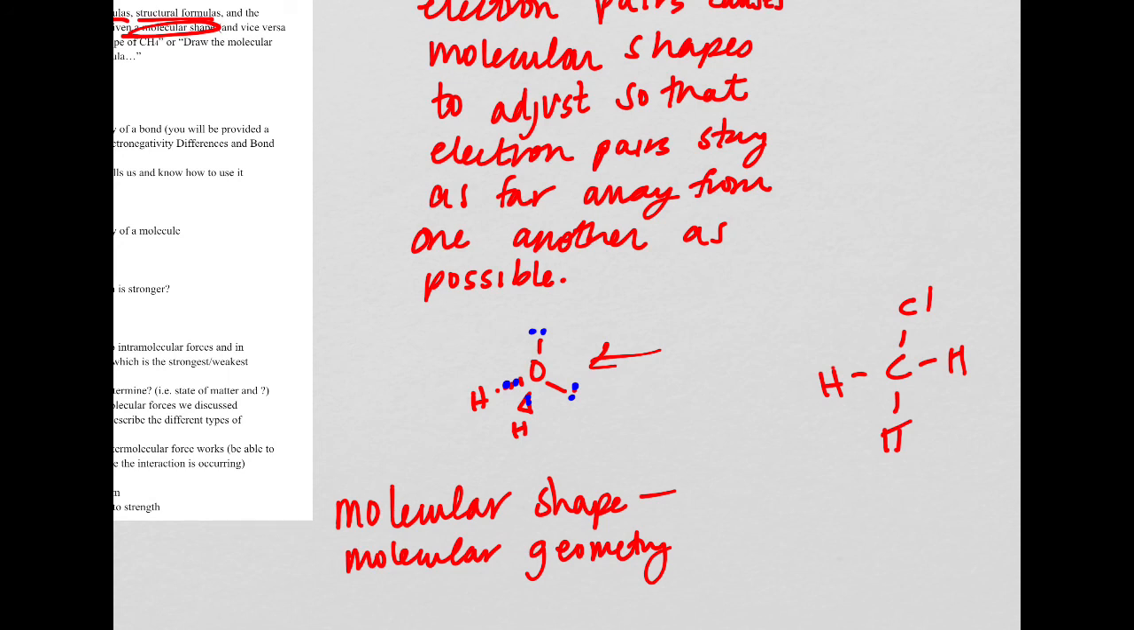Or if I give you a trigonal planar, or something like, what is it? I think it's like this. If I give you the dot diagram or the structural formula like this, you need to be able to tell me that's trigonal planar, for example.